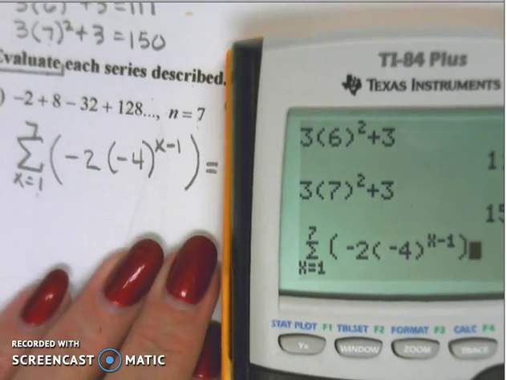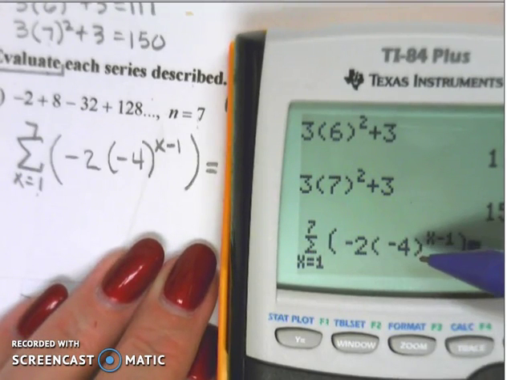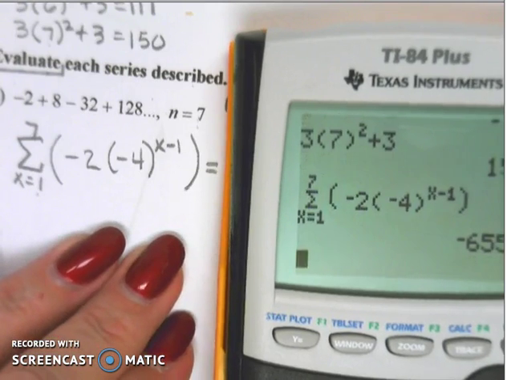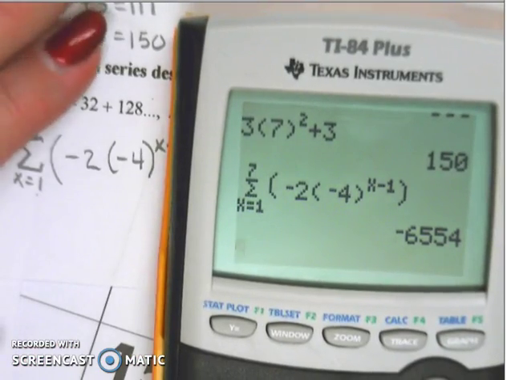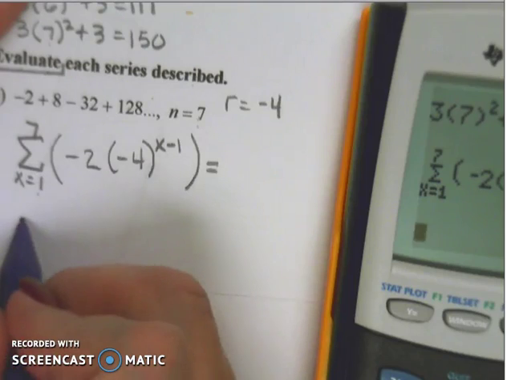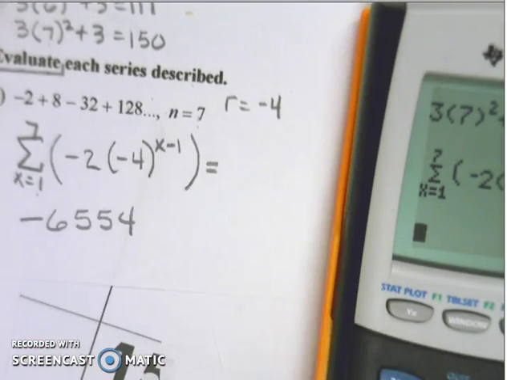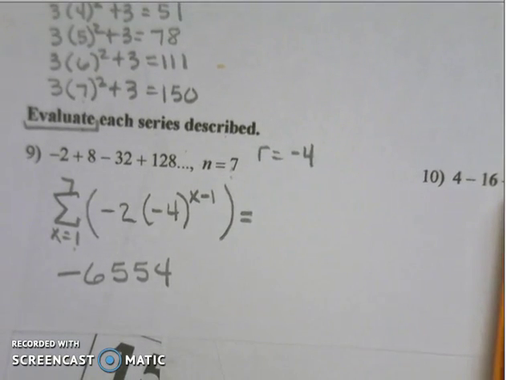Let's double check to make sure I typed it all in correct. There's my first term. There's my r, my power x minus 1. I think I'm good. I'm going to press enter, and I get -6,554. This adds up to -6,554. And that is how we do summation of series.